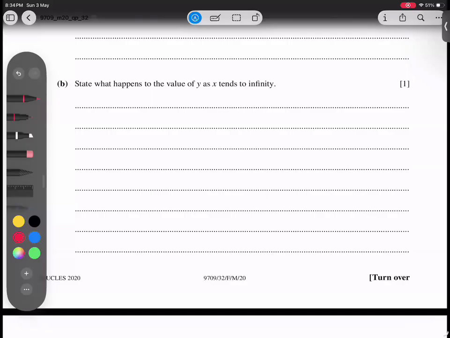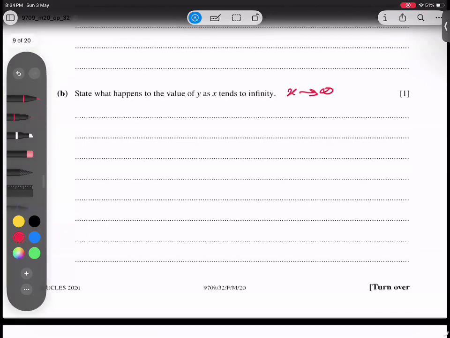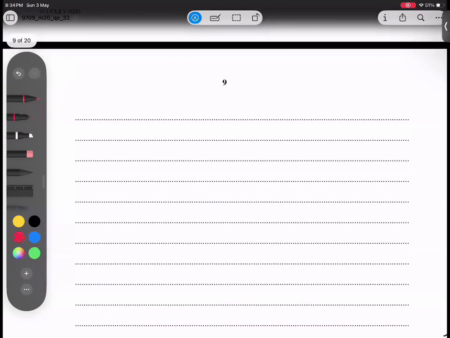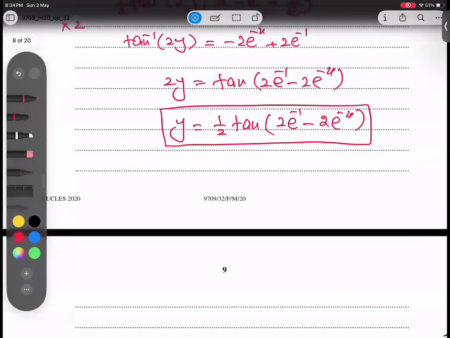So we have B part also. What happens to the value of y when x tends to infinity? It means x tends to infinity, the x value approaches infinity. So let's go back and try to solve there. So x tends to infinity. So what's then infinity? We have to bring in denominator. How come? Check it, students.